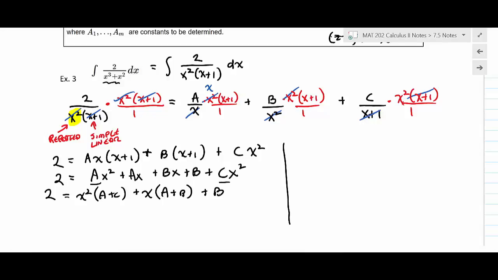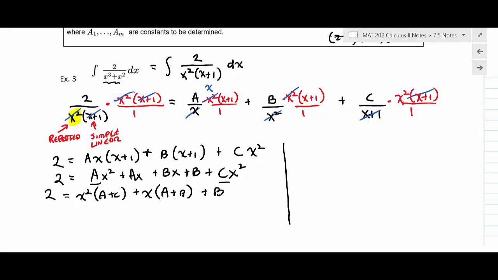The cancellation shouldn't be a problem, or the factoring. What I'm doing is just factoring out x squared, you have A plus C. Factor out x, you have A plus B, and the leftover B. Does that make sense? Okay. Now, let's look at this.